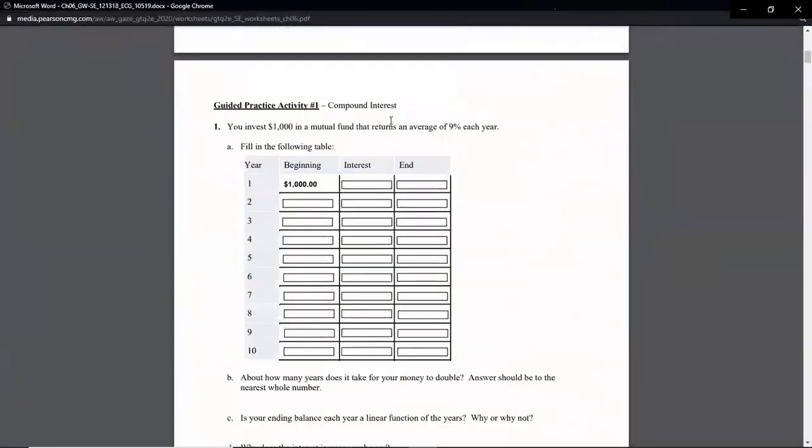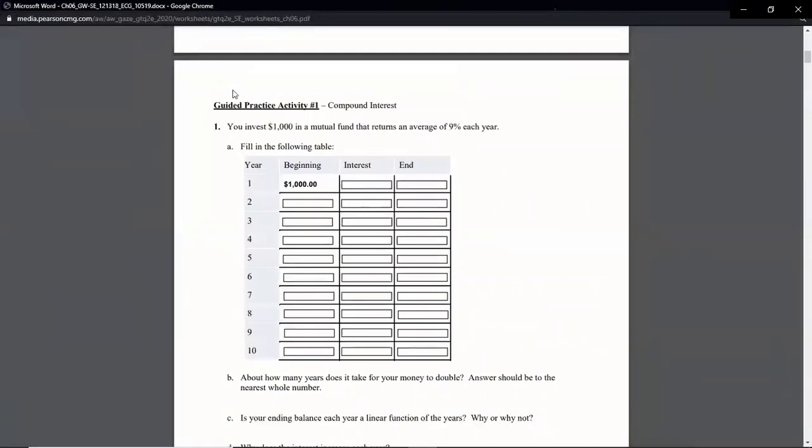So guided activity 1, compound interest. You invest $1,000 into a mutual fund. What's a mutual fund? A mutual fund is basically a bundle of stocks or bonds or mortgage-backed securities, basically just stocks and bonds pretty much, but they can be other things. Instead of just buying Apple, or just buying Tesla, or just buying Amazon, you have a mutual fund that has a whole bundle of these, so you get to buy Apple and Amazon and Tesla and maybe 20 or 30 or 500 other stocks as well. We'll talk about that more in chapter 8, but let's just think about it as a fancy type of savings account.